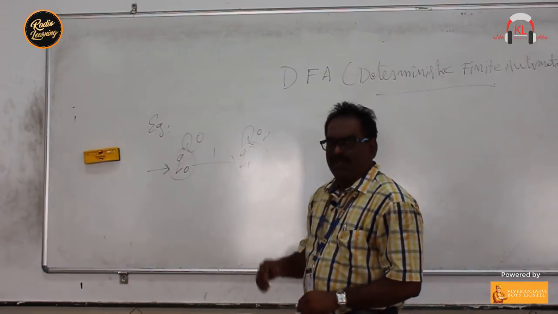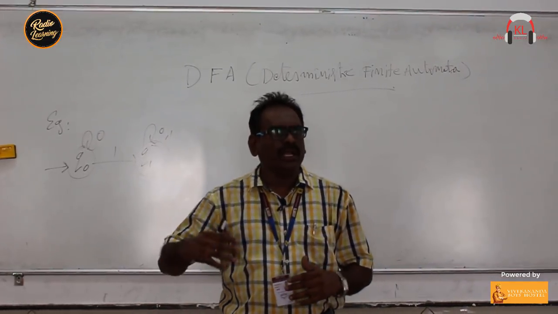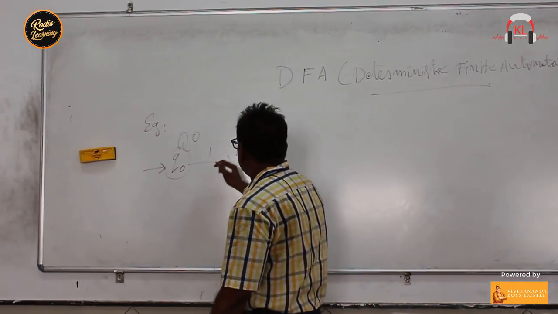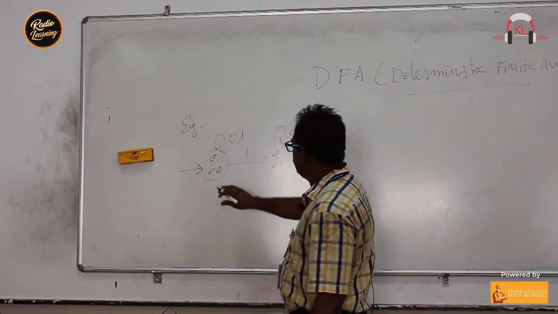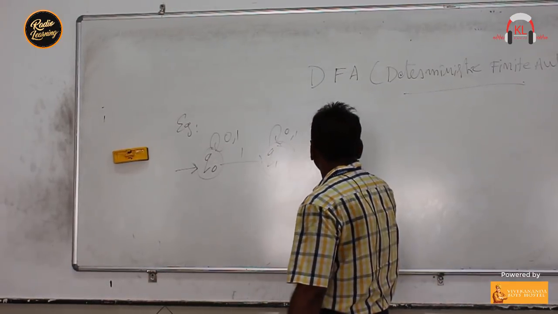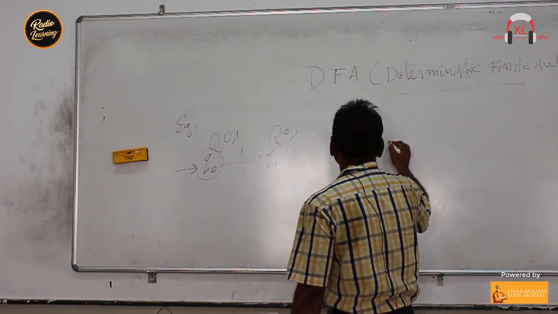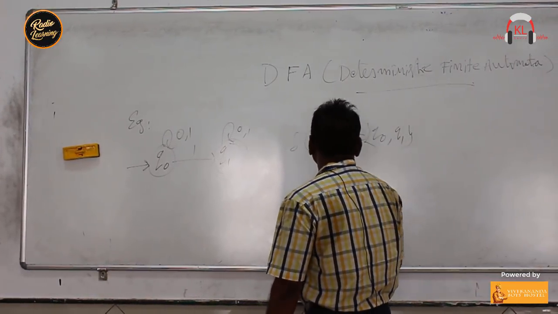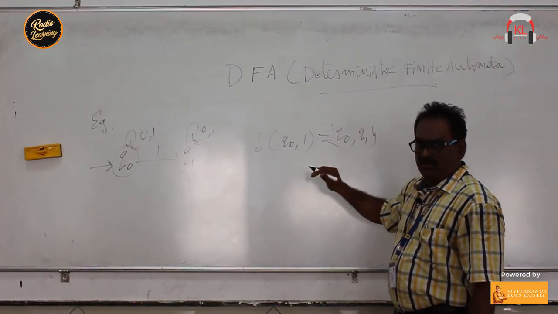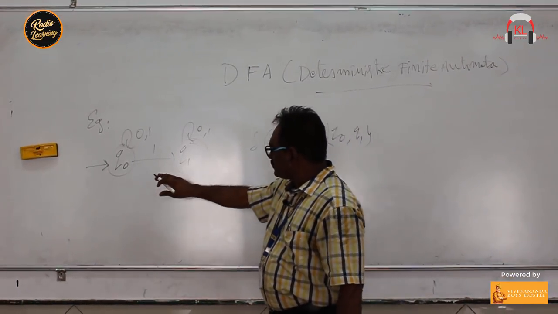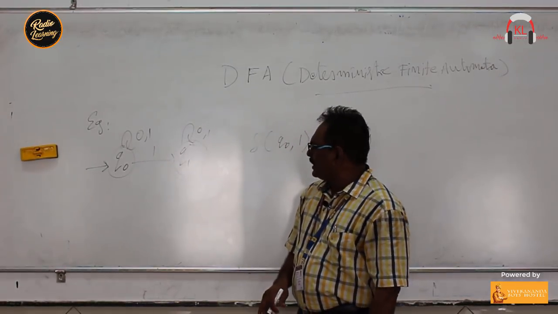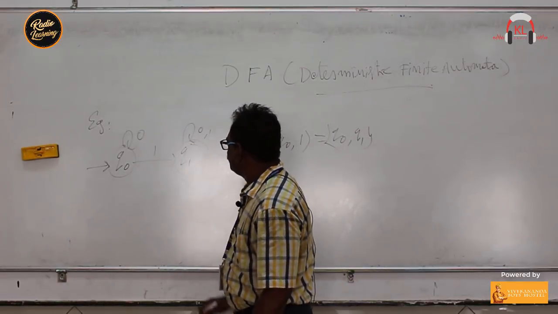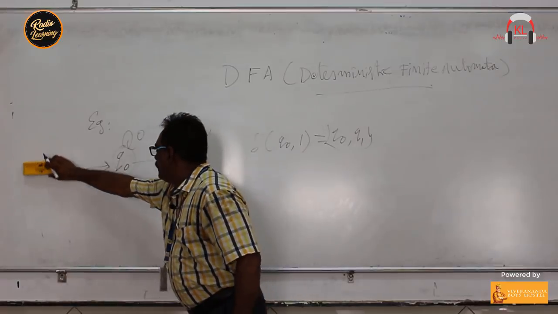Next, the DFA should not allow more than one transition. For example, transition of Q naught on 1, we are moving to Q naught and Q1. This should not be allowed in the DFA. In the deterministic finite automata, one input should have only one transition, and should not have it like that. One more property.